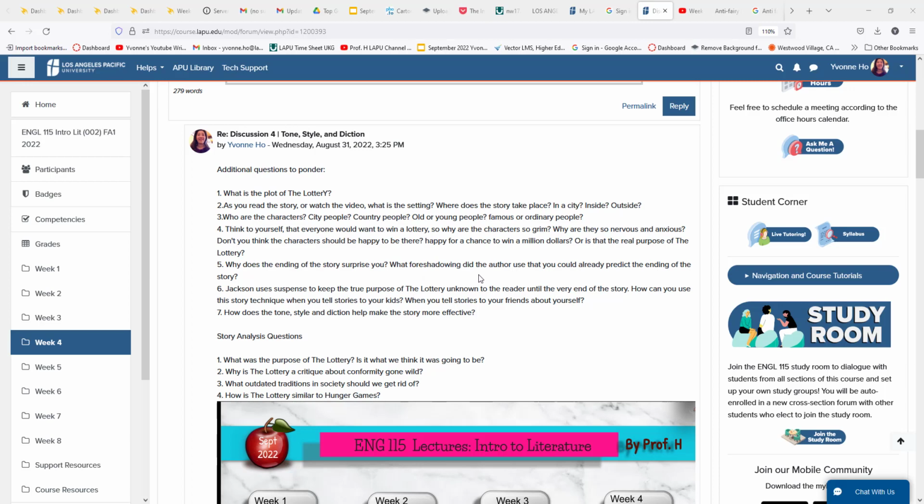What foreshadowing did the author use that you could already predict the ending of the story? Jackson uses suspense to keep the true purpose of the lottery unknown to the reader until the very end of the story. How can you use this story technique when you tell stories to your kids? How does the tone, style, and diction make the story more effective?